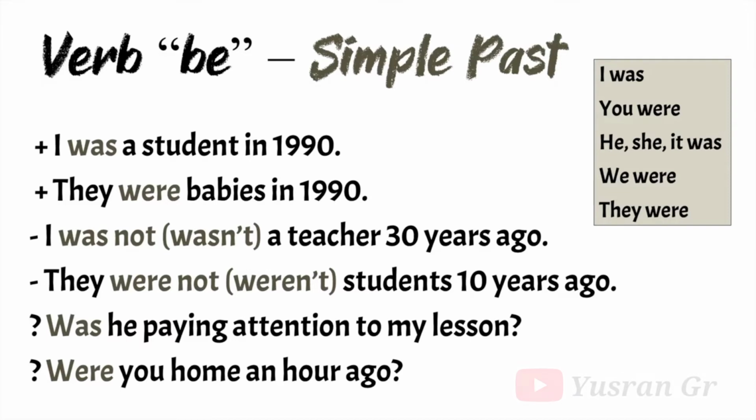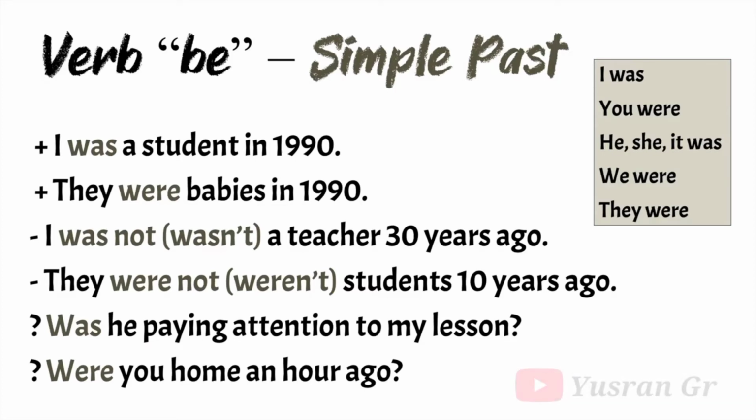First of all, let's review the verb to be. I was, you were, he, she, it was, we were, they were. Let's make an example. I was a student in 1990. They were babies in 1990. Okay, these are positive sentences.